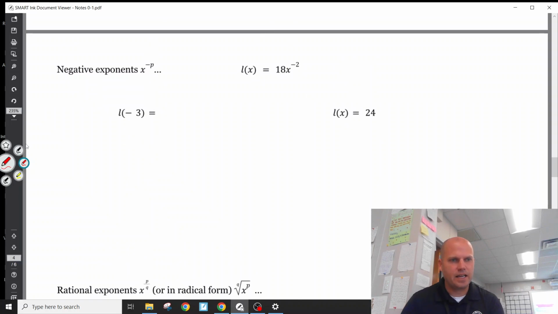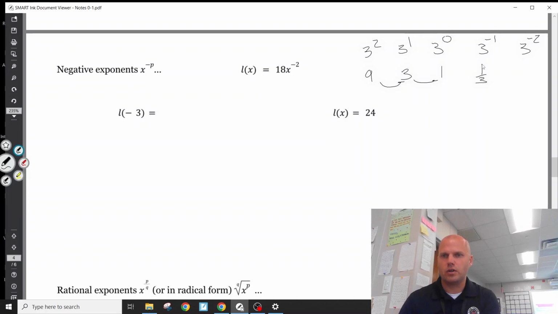Okay, negative exponents. The easiest way to remember negative exponents is to use numbers. It also helps you with 0 exponents. Like the question is, what's 3 to the negative second? Well, I know 3 squared is 9. I know 3 to the first is 3. How do I get from 9 to 3? I divide by 3. So if I kept going and divided by 3, I'd get 1. Then I'd get 1/3. And if I divide 1/3 by 3, it's the same as multiplying by a third. I get 1/9.